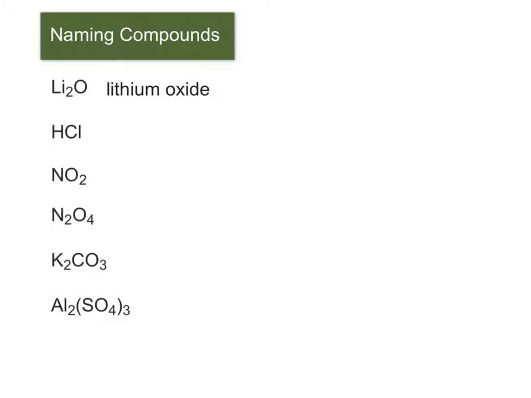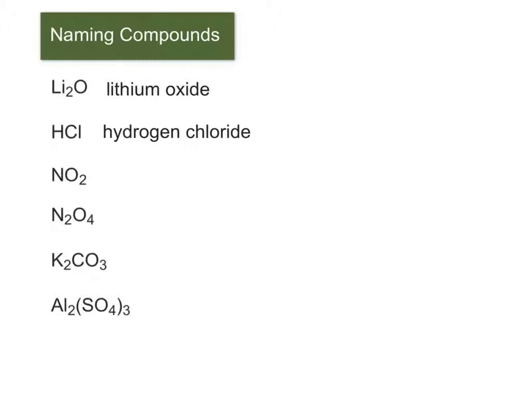All right, the next one is HCl, and H is hydrogen, and Cl is chlorine. So we want to take a look and decide, are we going to use the prefixes or not? And we could in this case because there's no metal, but these are both just one of each, so we're just going to keep it simple and call this hydrogen chloride.